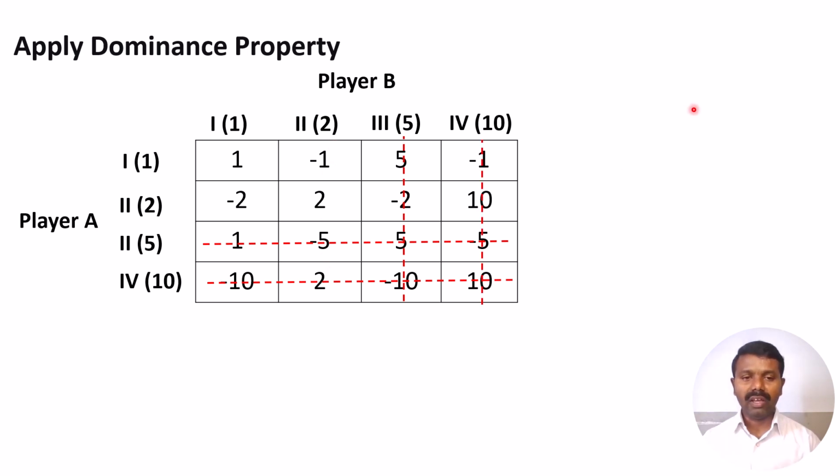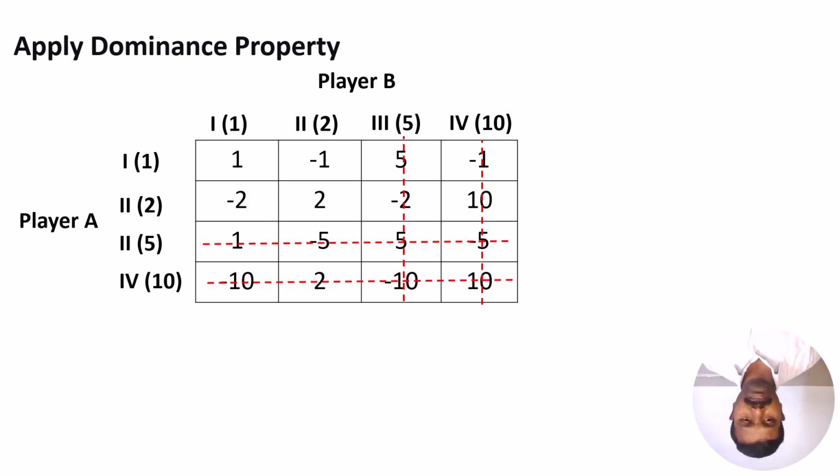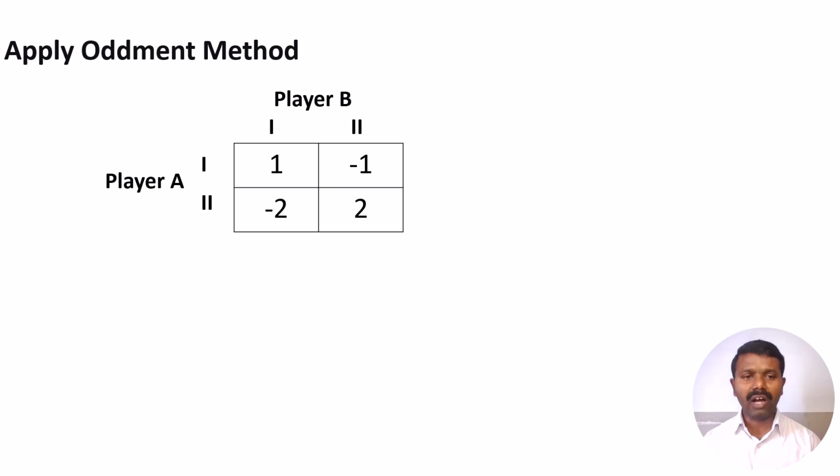So we can eliminate. Then we are left with only a 2 by 2 matrix, which cannot be reduced in columns and rows by using the dominance property. So we can easily solve the 2 by 2 matrix by using the mixed strategy problem by the augment method. So let us solve this 2 by 2 matrix. By applying the augment method, we need to first calculate the augments.